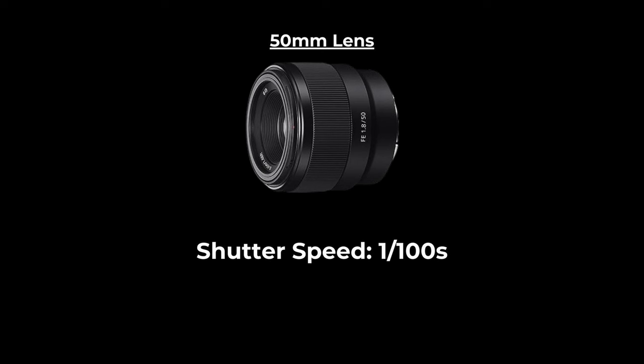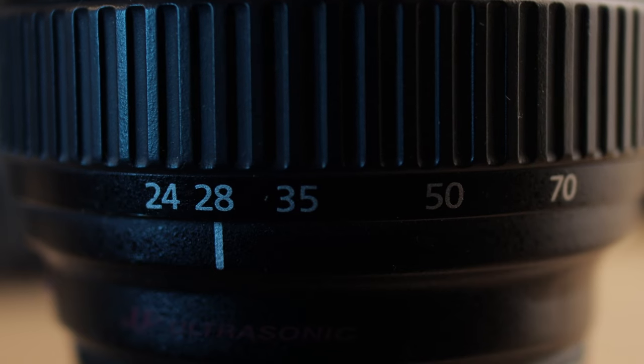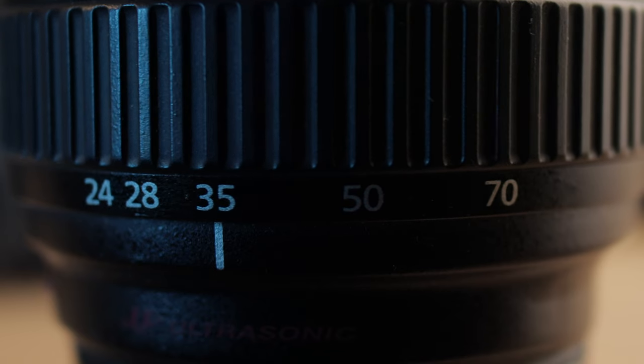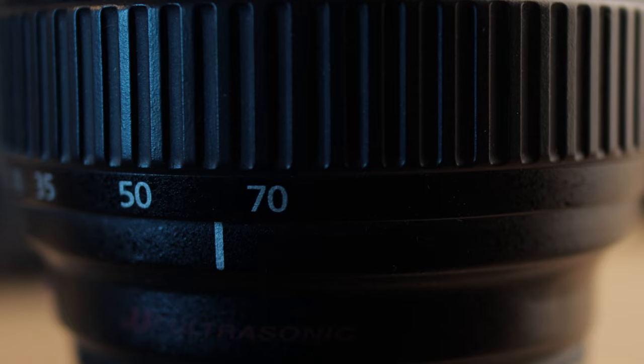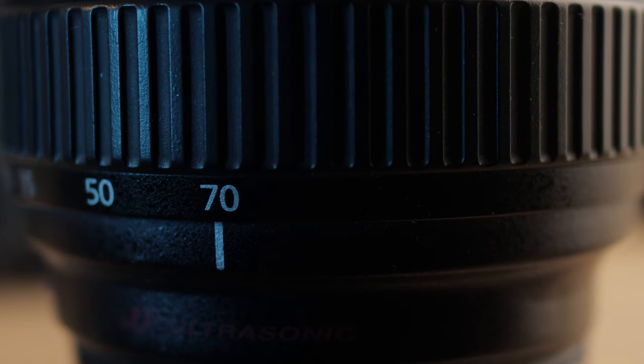And for me personally, I like to use 2x the focal length. So for example, if I'm shooting with a 50mm lens, then I like to have my shutter speed set to at least 1/100th of a second. The reason for this rule is that longer focal lengths magnify the effects of camera shake. So a longer lens, which has a higher focal length, requires a faster shutter speed to compensate for potential blur caused by small movements during handheld shooting.